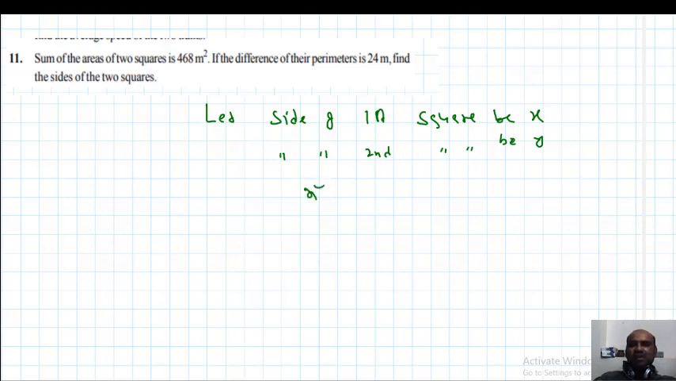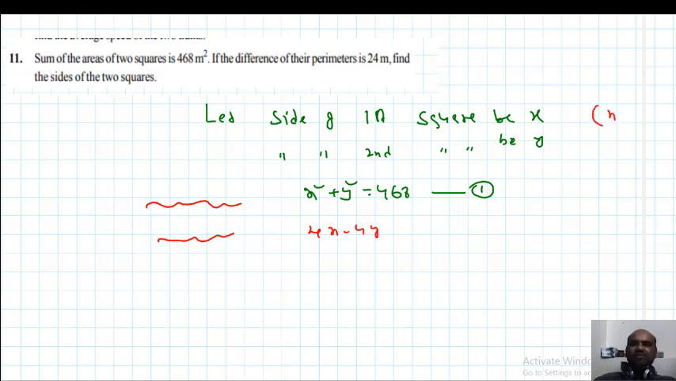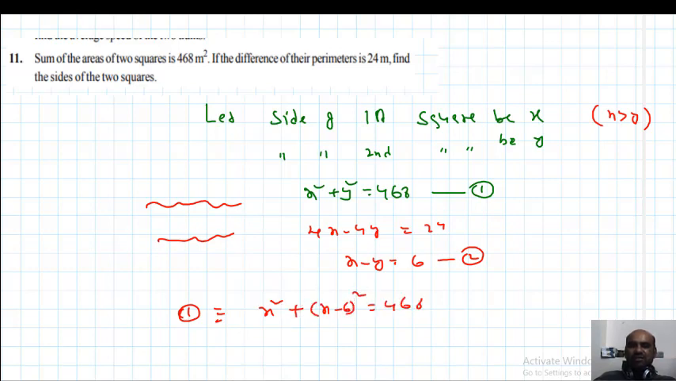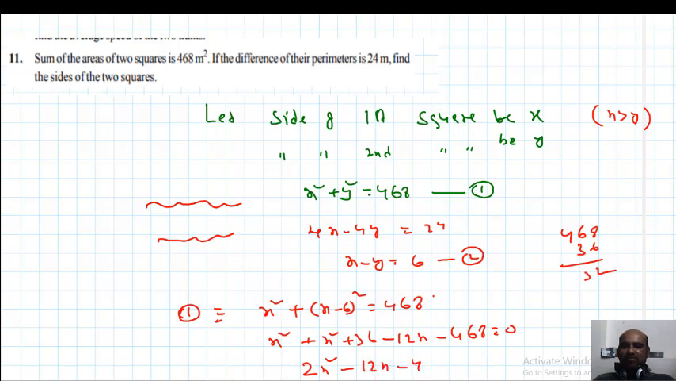Sum of the areas: x square plus y square equals 468, equation number 1. Number 2, what is given, the difference of their perimeters: 4x minus 4y, assuming that x is greater, equals 24, so x minus y equals 6, second equation. So in the first equation, instead of y, I can write x minus 6 whole square: x square plus (x minus 6) whole square equals 468, or x square plus 36 minus 12x minus 468 equals 0.